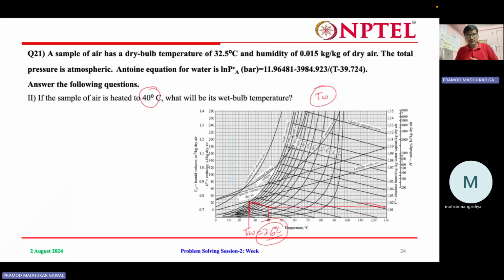And if you have to calculate the dew point, how can you calculate? Can you tell the answer? I already explained.